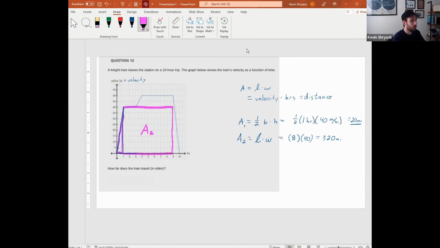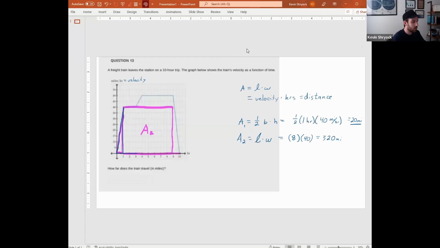And then there's another triangle from 9 to 10. Looks like it goes all the way up to 50, right? Yeah. So then we're looking at this. That's area 3. Okay, how big is area 3? So it would be 1/2 times 1 times 50. Yep, 1/2 base times height. So I've got a base of 1, a height of 50. That's going to get us 25 miles. Great.